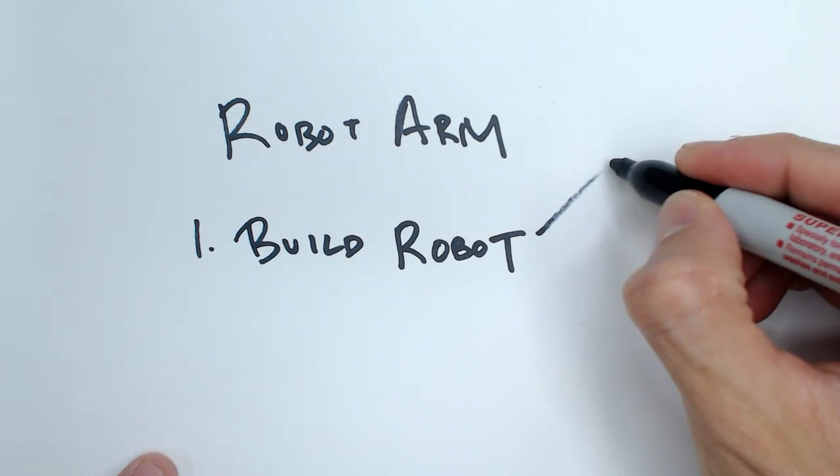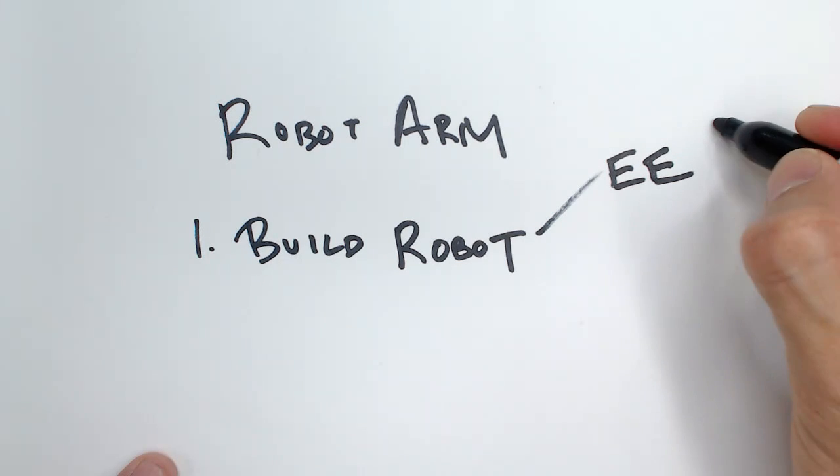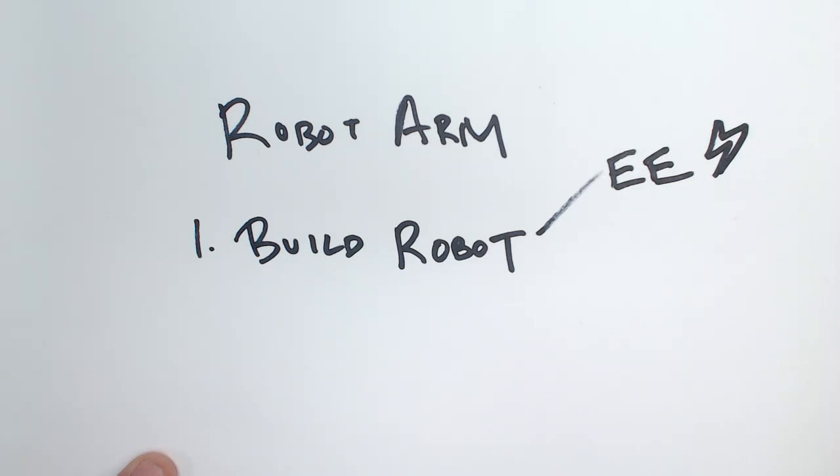Number one, you need EE, or electrical engineering. Draw a little lightning bolt for electricity. So every robot needs electricity in order to work, in order to turn on. And so as electrical engineers, we have to learn how to use electricity to power our robot. So we're going to learn about that.